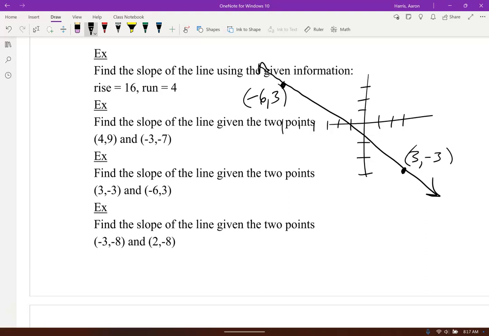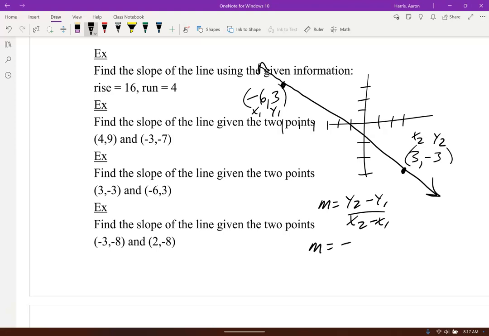So down to the right, is it going to be positive, negative, 0, or undefined? Good, good. That's exactly negative. So let's go ahead and name it x1, y1, x2, y2, and you just plug it in.